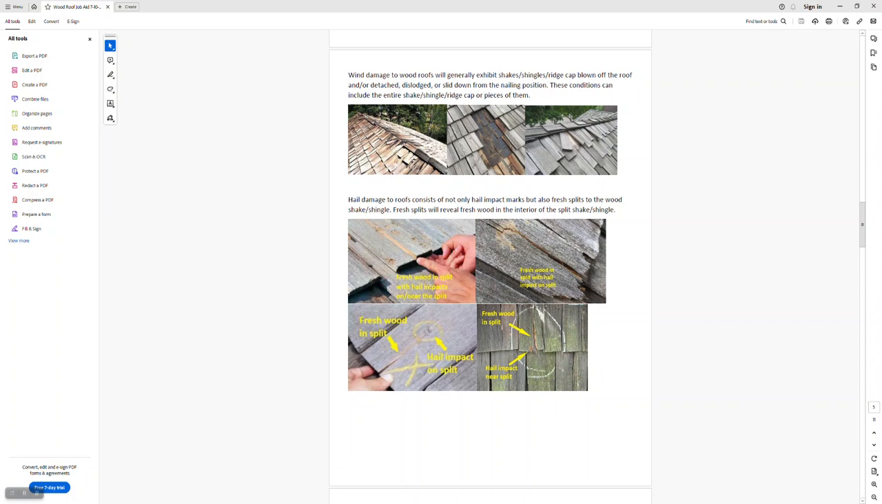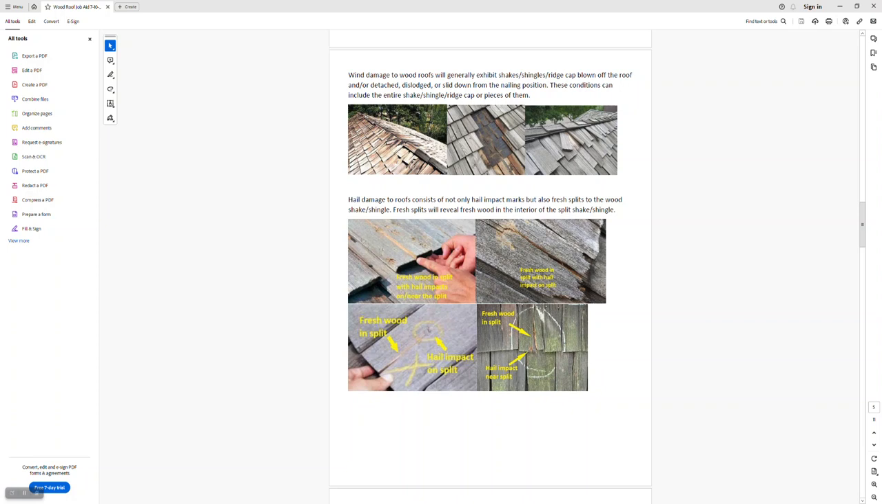It still can shed water. It's not physically damaging the shake to the degree that it cannot perform its function anymore. However, a split in the wood like this, yes, now it can't perform its function. Water can get down under and inside the split, under the shakes, and potentially penetrate the house. So this is what we're looking for: fresh wood in the split with hail impacts on or near the split.